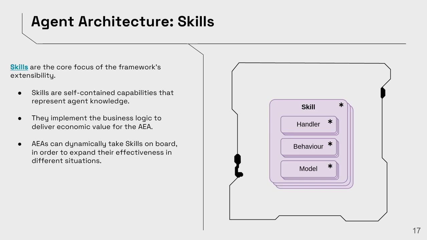An agent can have skills either defined from the beginning, or it can dynamically take skills on board in order to expand its knowledge. For example, you can think of a skill as some sort of functionality that scrapes the web in order to get some sort of information, for example, market valuations. And you can have another skill that is in charge of executing some sort of investment strategy.